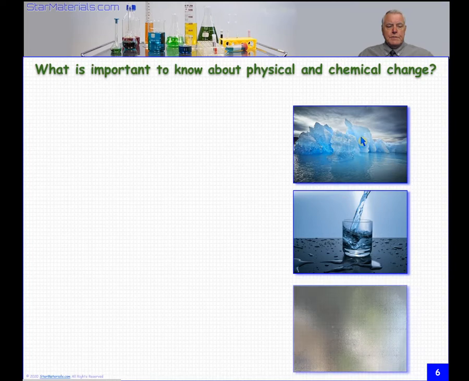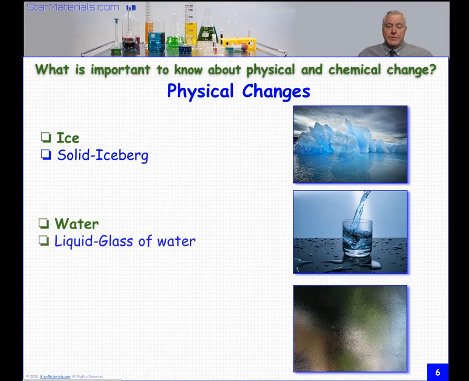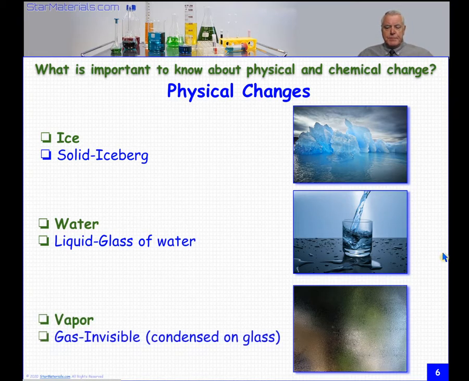We have icebergs. We have water. Vapor. This is a physical change because you start out with water, you end up with water. You just add or take away heat. You have ice. It's in a solid form, water, in an iceberg. Water is a liquid at room temperature. And it's also a vapor.